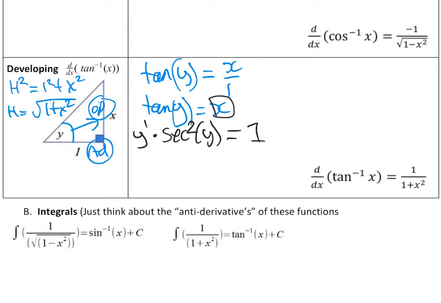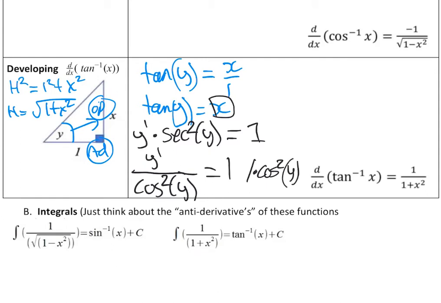So what's another way to write sec squared? Well, that means it's y prime all over cos squared y equals 1. Now, if I multiply both sides by cos squared y, that would allow me to isolate for y prime. So y prime equals 1 multiplied by cos squared, which is just cos squared y.